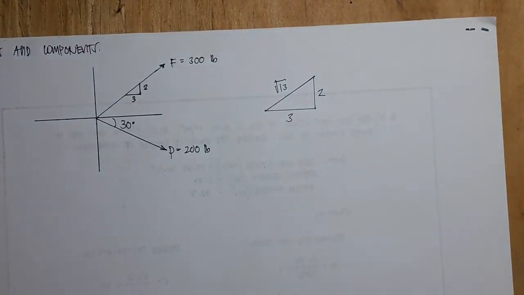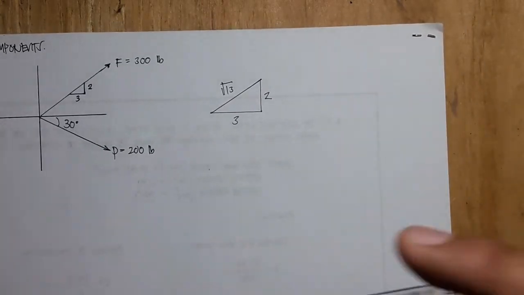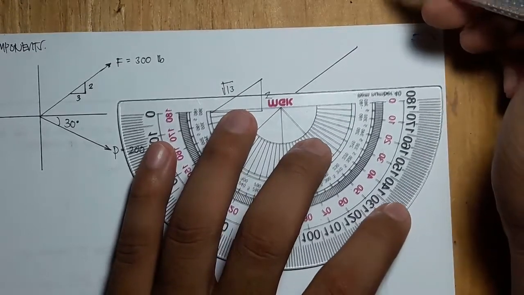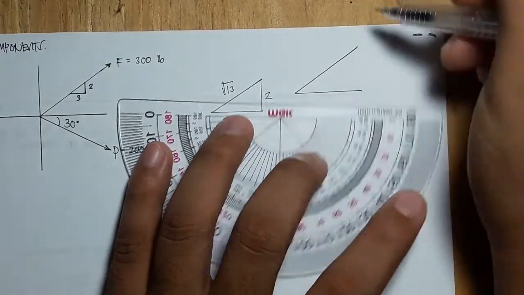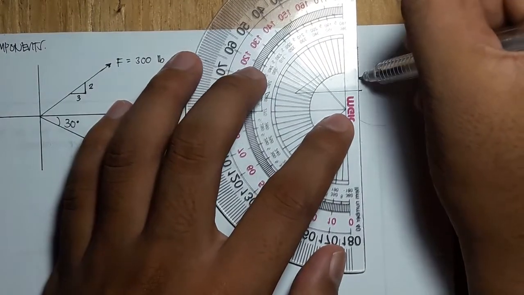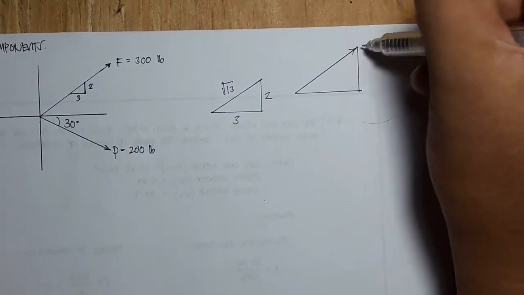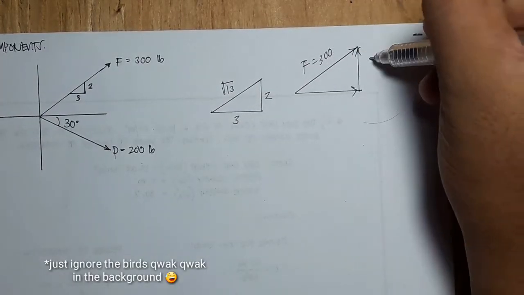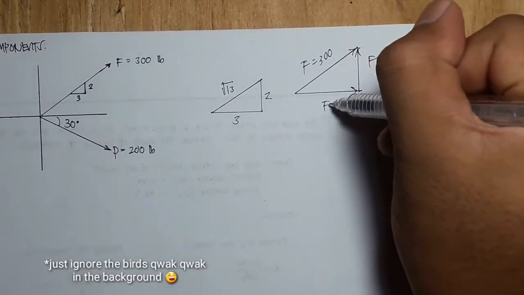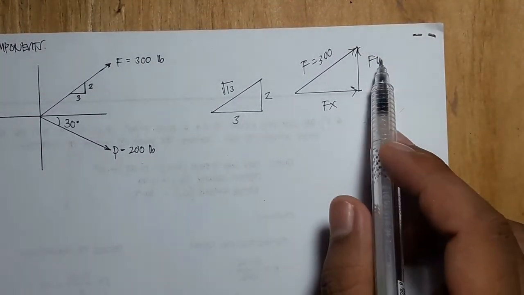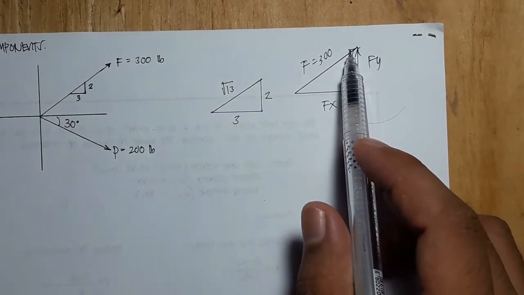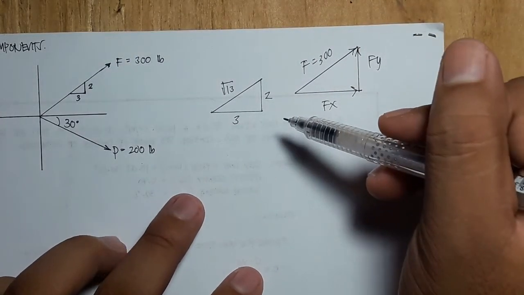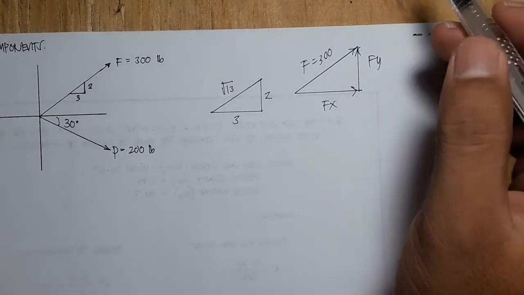Then we would like to make a big triangle, or another triangle, representing the force and the components. So this is the F300, the Fy, and the Fx. These two forces are the components of this force. So we have these two, and we can now perform ratio and proportion.